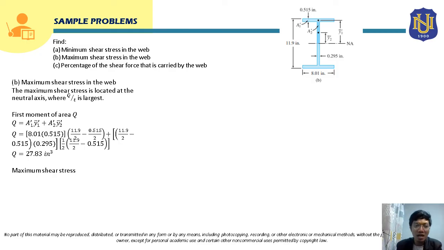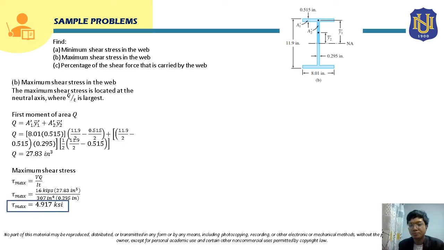So we can now solve, class, the maximum shear stress in the web. The maximum shear stress will be VQ over IT. Our V is 16, our Q is 27.83 inches cubed, our I is the same, 307 inches to the fourth, and our T is the same, 0.295 inch. So solving for the maximum shear stress, this is 4.917 KSI. Okay, so this will now be the answer.